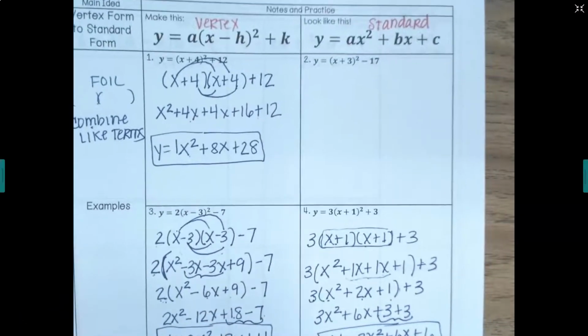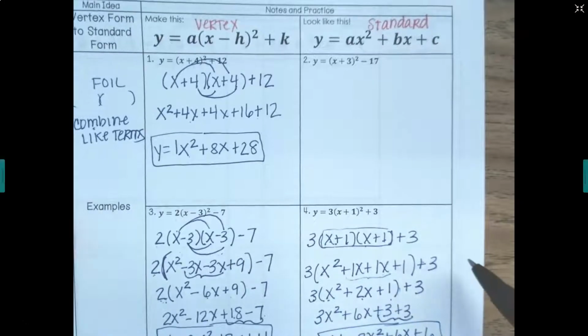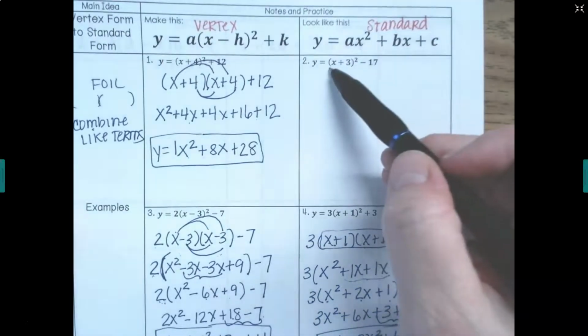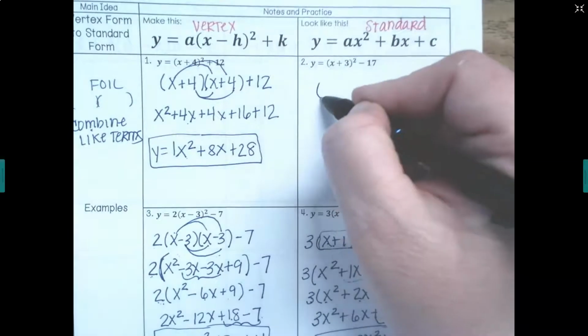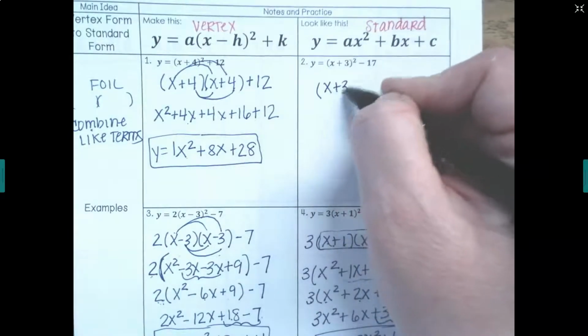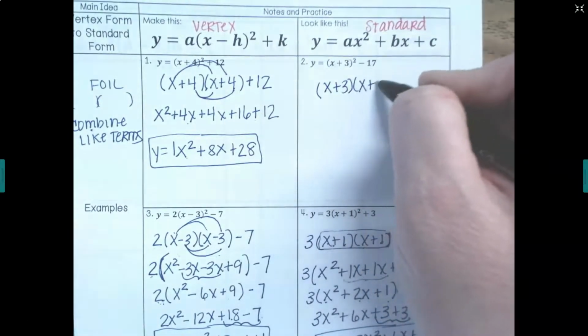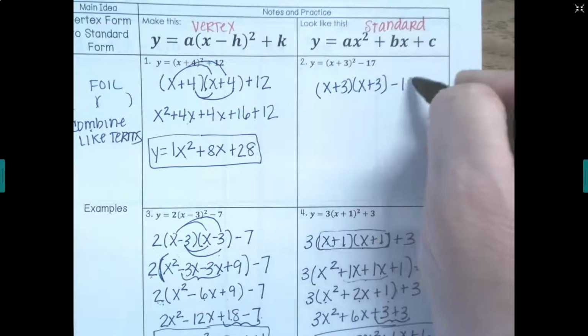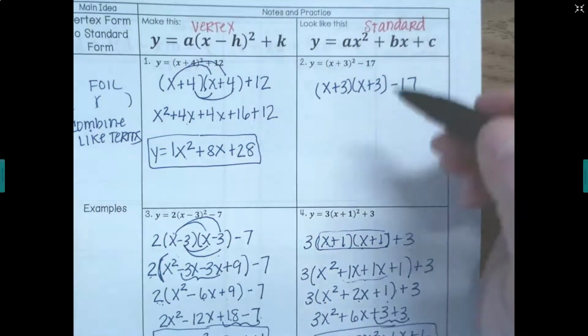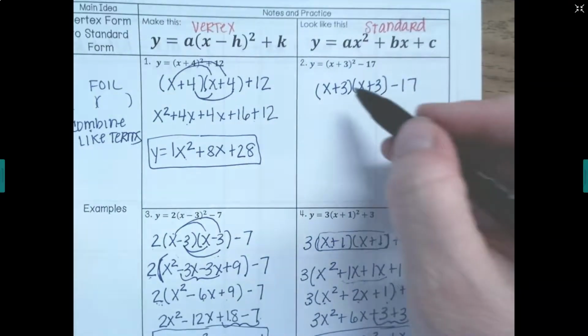All right, and then we'll just go ahead and go back up to number 2, and we'll try the last one. A is 1, so we don't need to worry about a number out front. X plus 3 times x plus 3. We have minus 17, so I've just rewritten the equation, and now we're going to FOIL out our 2 parentheses.